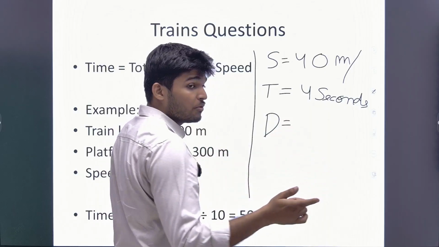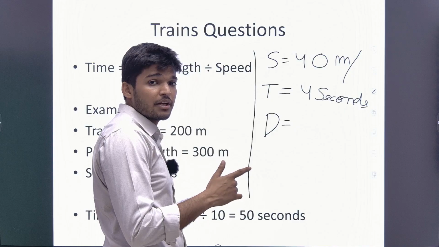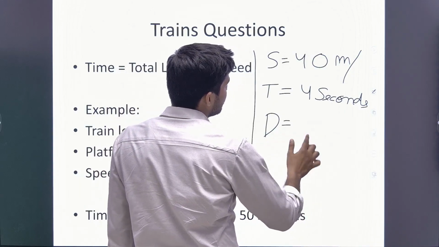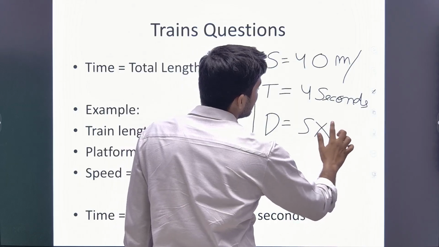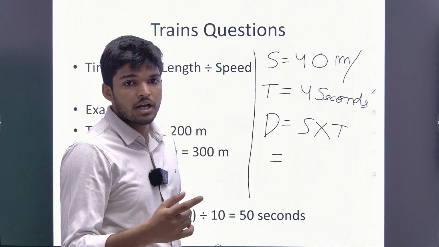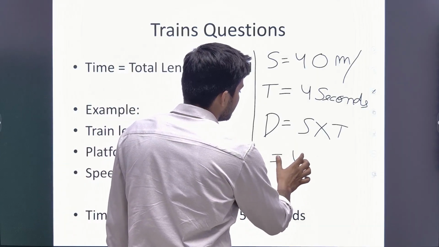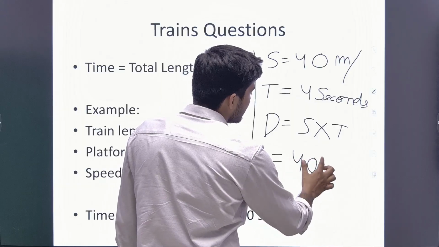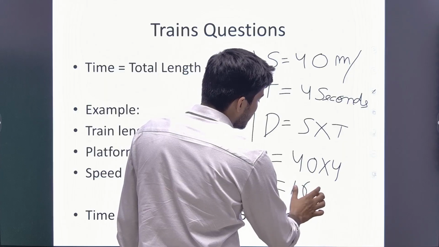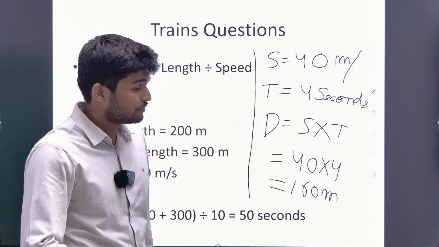In this question, we had to find out the length of the train, while the speed of the train and the time taken by the train to cross the pole has been given. So the formula of distance is speed into time, and here also the units given are in the same terms. So which will be equal to 40 into 4, that is 160 meters. Clear?